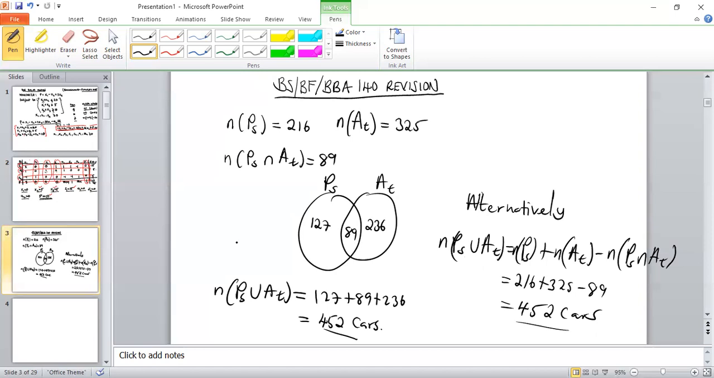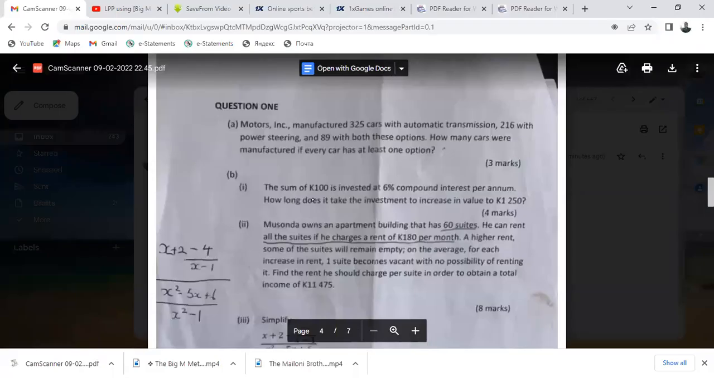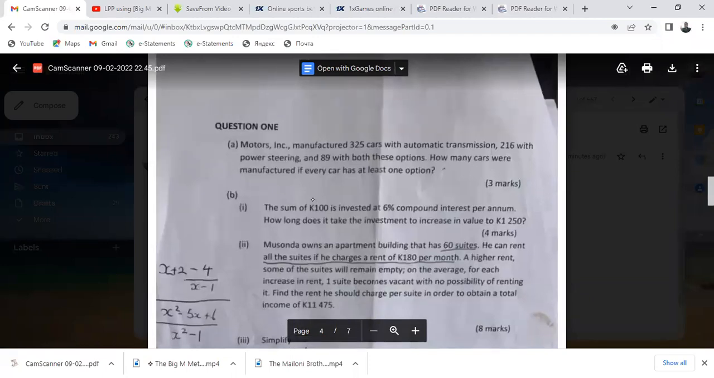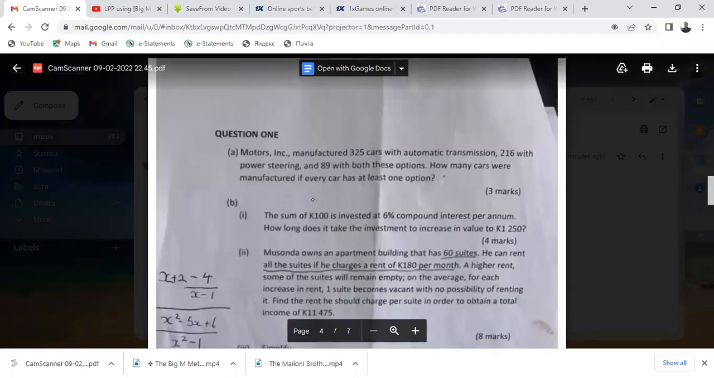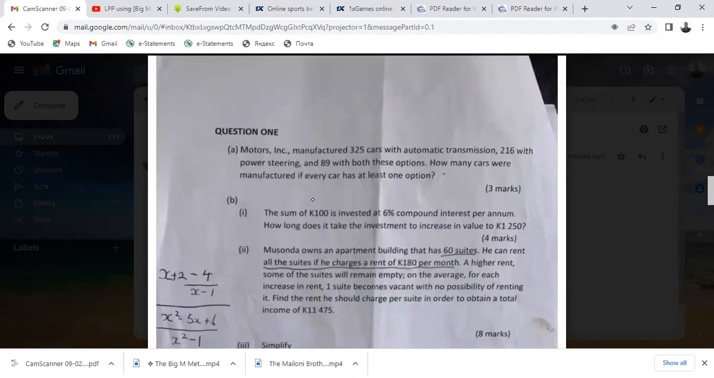Any questions? Okay, so let's progress. I'm sure it's clear. Then the next question is the sum of 100 kwacha is invested at 6% compound interest per annum. How long does it take to invest to increase the value to 1,250?